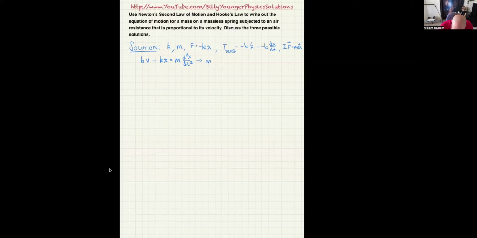So I'm going to say m x double dot instead of m d²x over dt squared. I'm going to pull the negative b times v to the other side, and that's going to make it positive b. And instead of v, I'm going to write x dot. And I'm going to bring the kx to the other side as well, and that'll be plus kx. And then all that's equal to 0. This is, again, a second order linear homogeneous ordinary differential equation.